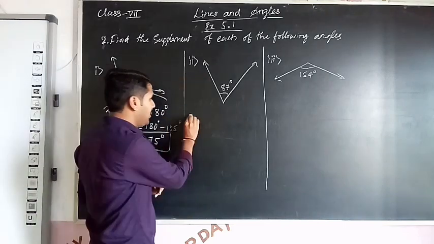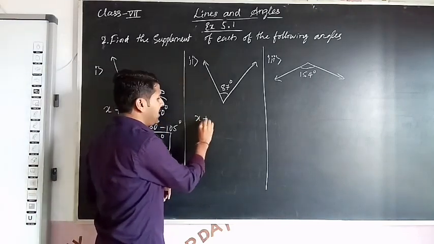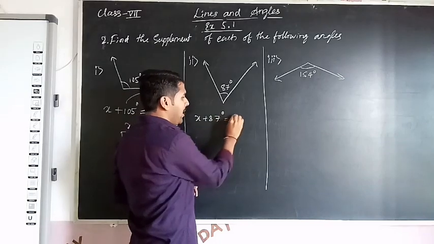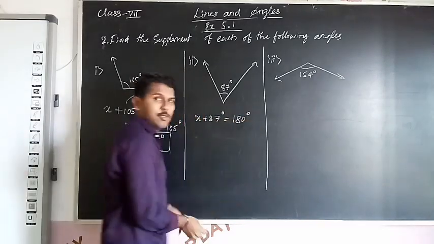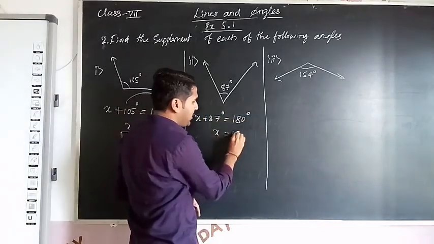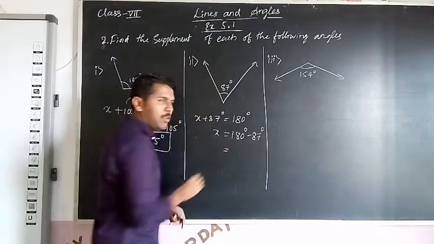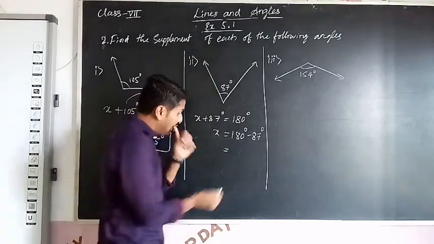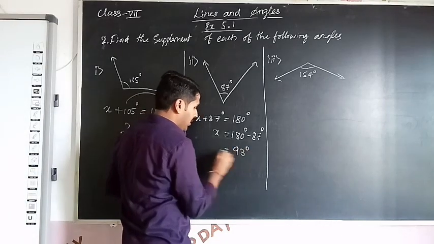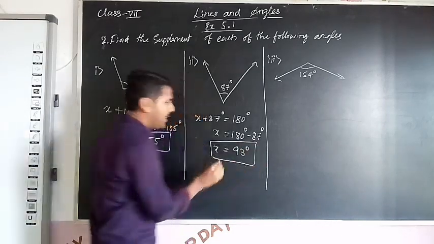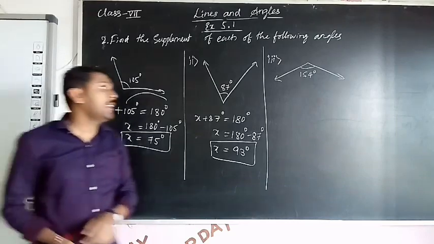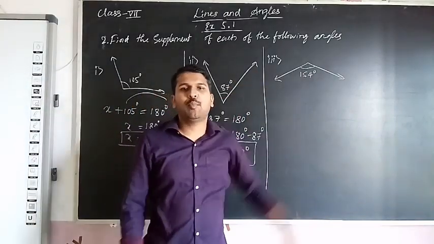So the second one, x plus 87 equals 180 degrees. Solve this one: x equals 180 minus 87 degrees. What will be the answer? 93. So the supplementary of 87 degrees is 93 degrees. The last one, write it yourself. This is the homework one.